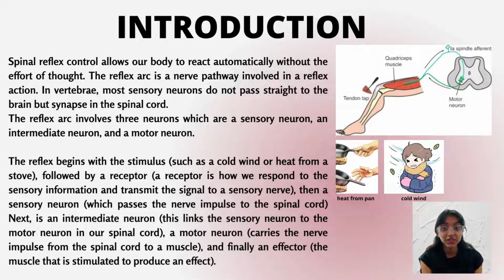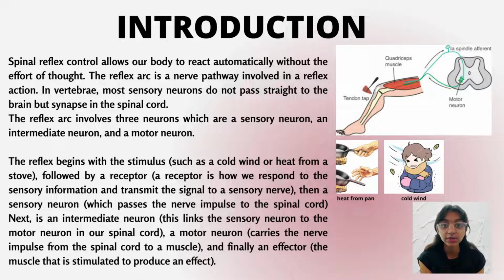So now let's look into the introduction. Spinal reflex control allows our body to react automatically without the effort of thought. The reflex arc is a nerve pathway involved in a reflex action. In vertebrates, most sensory neurons do not pass straight to the brain, but synapse in the spinal cord. The reflex arc involves two neurons, which are a sensory neuron, an intermediate neuron, also known as an interneuron, and a motor neuron.